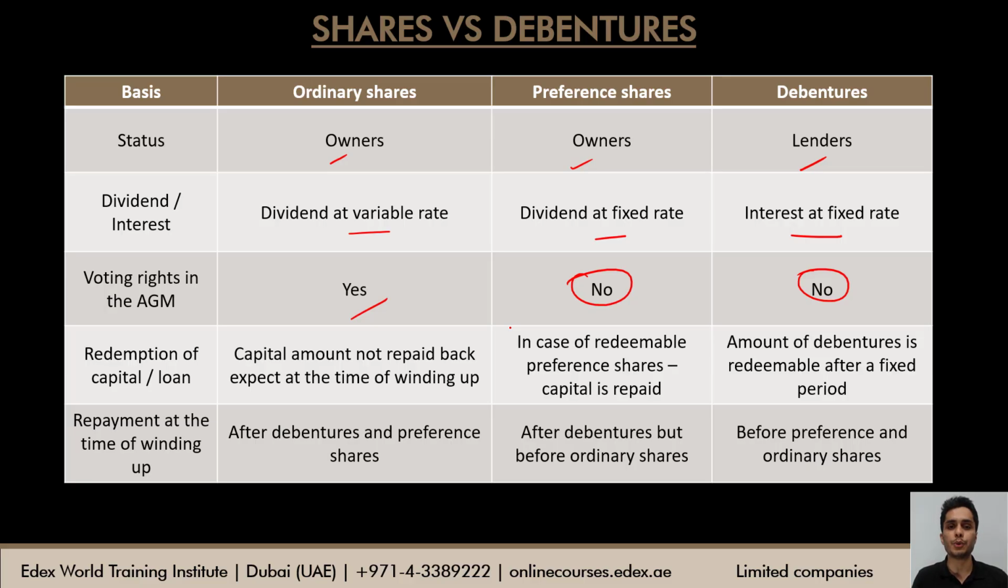But in case of debentures, you have to repay the amount of loan back after a fixed period of time which is pre-decided. Now, at the time of winding up, first debentures will be paid the sum of loan and then amount is paid back to the preference shareholders and finally whatever is left is paid back to the ordinary shareholders. So the last point speaks about that.